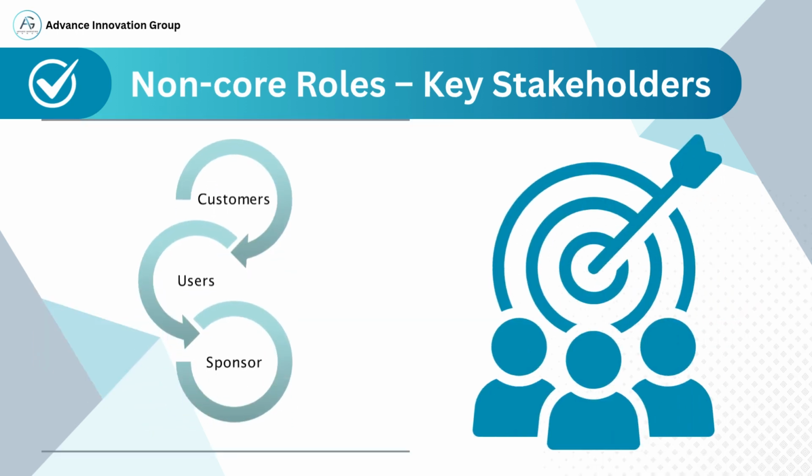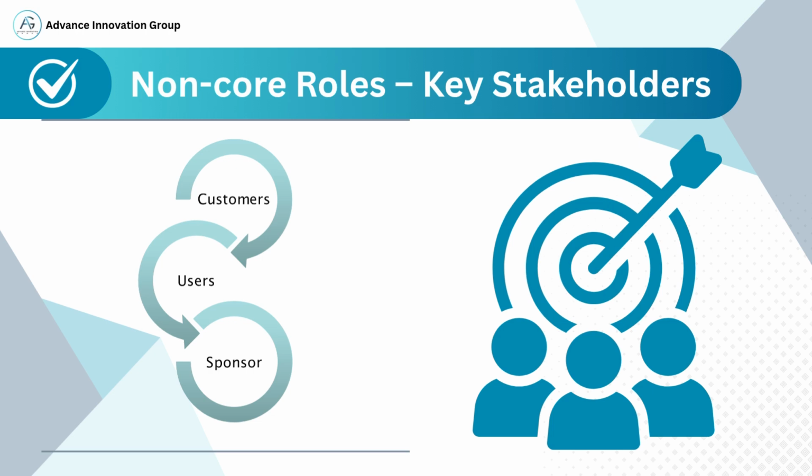In addition to the core Scrum roles, Scrum Master, Product Owner, and Scrum Team, there are several non-core roles that play a vital part in the project. These are usually referred to as key stakeholders and include 1. Customers. They are the individuals or organizations who receive the final product or benefit from the project outcome.